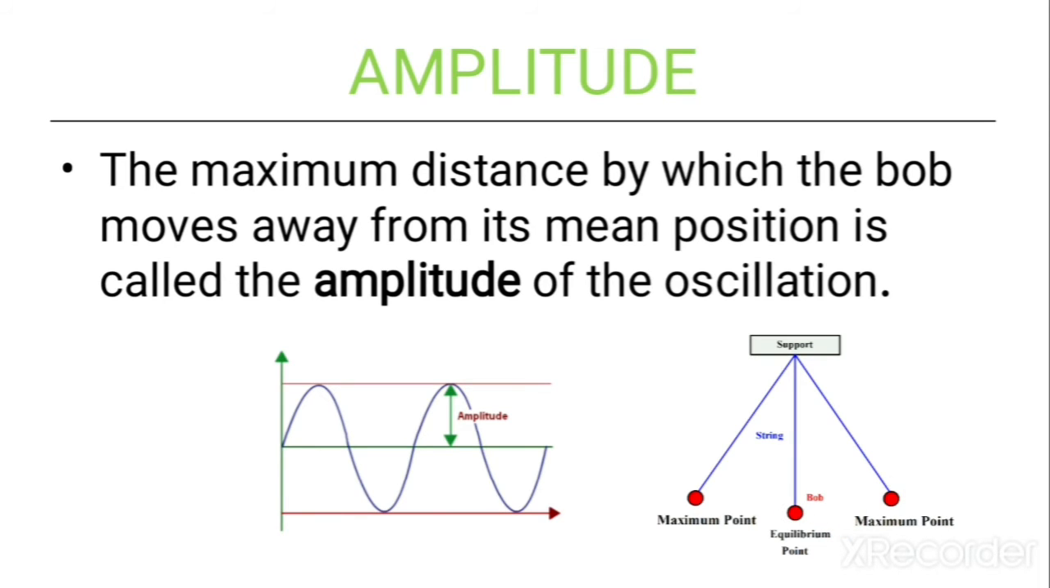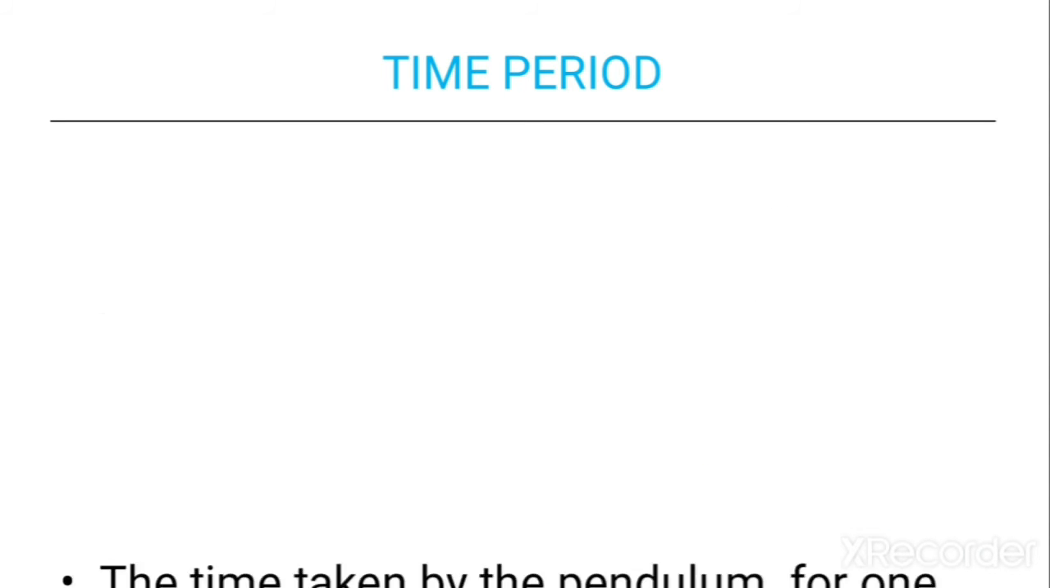In the form of wave, if you want to show this is a mean position, so from mean position it goes until this point, so distance covered from mean position to the maximum position, this distance is the amplitude. Here also this distance is the amplitude from mean position to maximum point. That becomes an amplitude. Then what is time period?